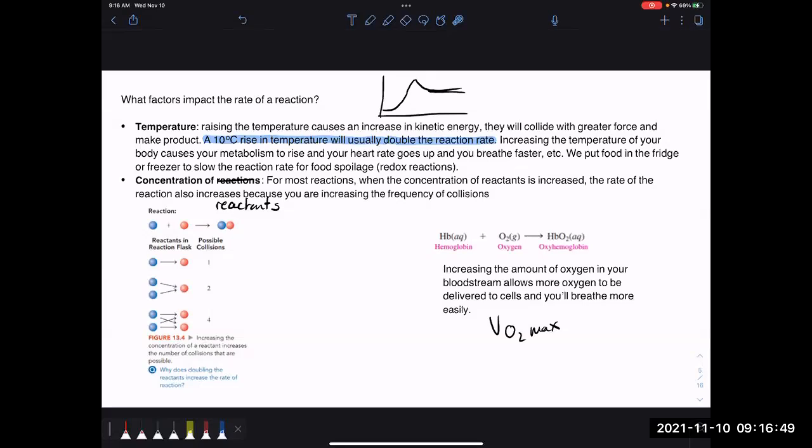Another note: we need this increased kinetic energy, right? The activation energy is super important. So do you guys know what heavy water is? Deuterium. You've talked about isotopes. You know what isotopes are. So hydrogen is a single proton.